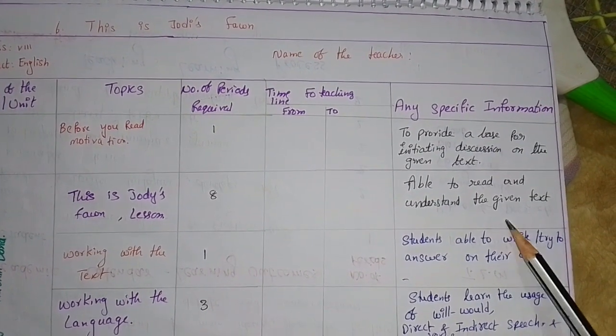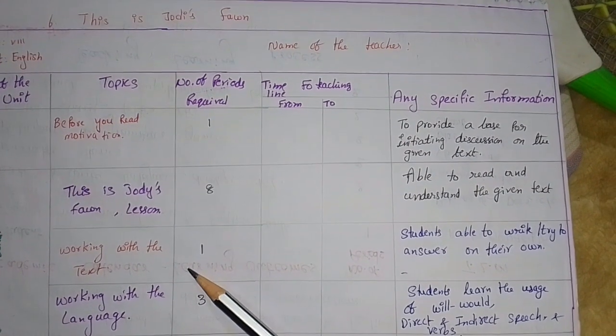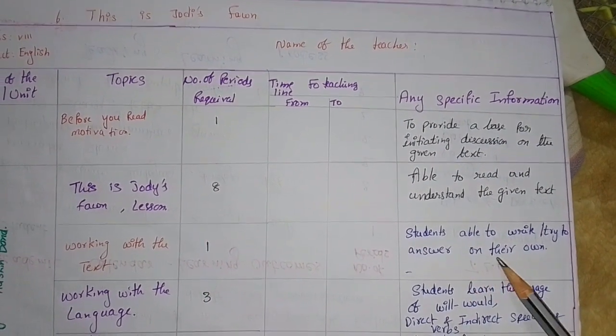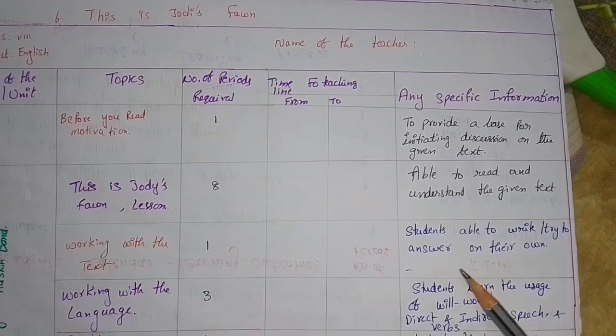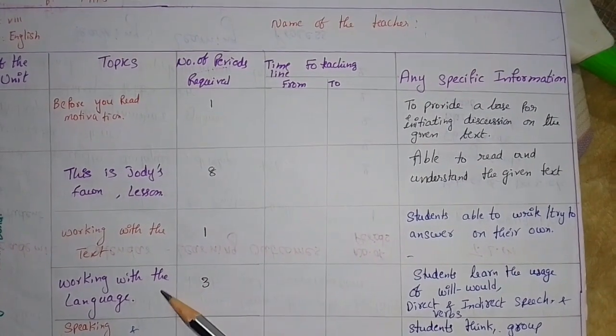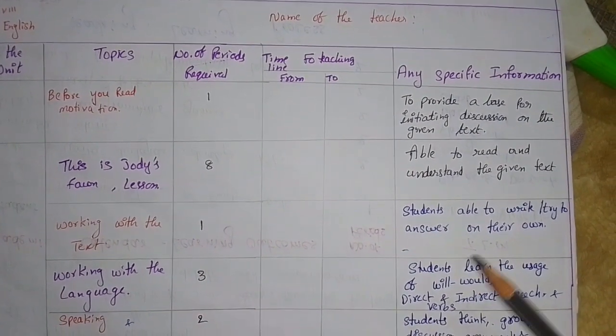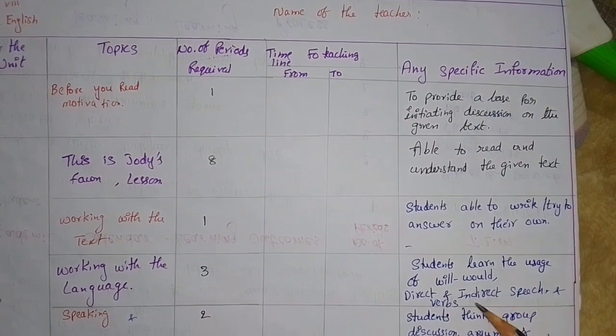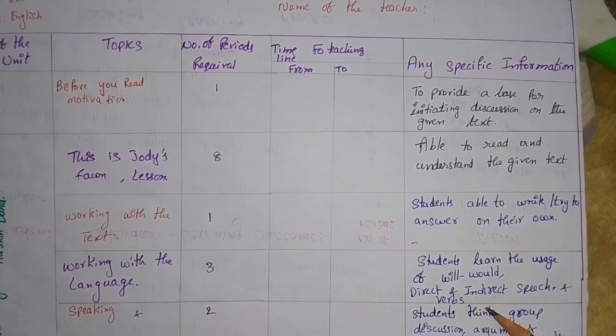Students are able to read and understand the given text. Working with the text, we need one period. Students are able to write or try to answer on their own. Working with the language, we need 3 periods. Students learn the usage of will, would, direct and indirect speech and verbs.